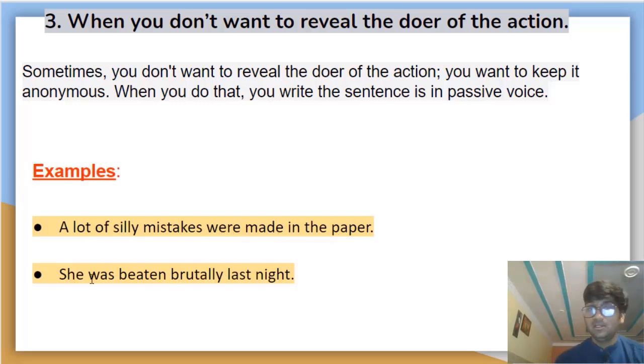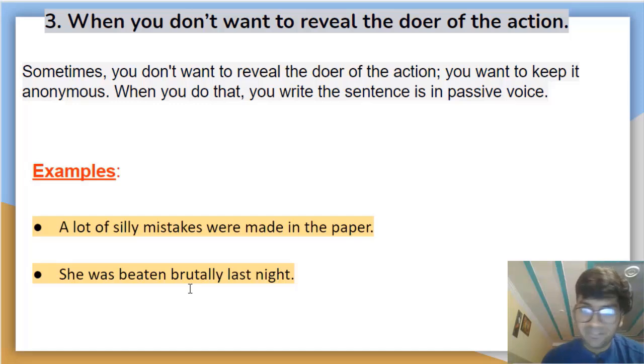Second example. She was beaten brutally last night. This happened. Who did that? I'm not going to tell you, sir. I don't want to get into any trouble. Now, let's not talk about the person who did that. She was beaten brutally last night. Okay, this is what I want to talk about.